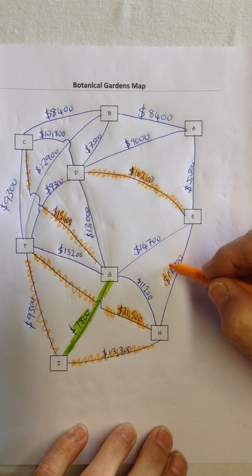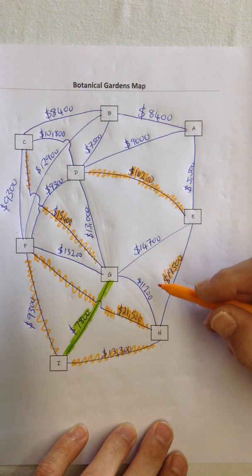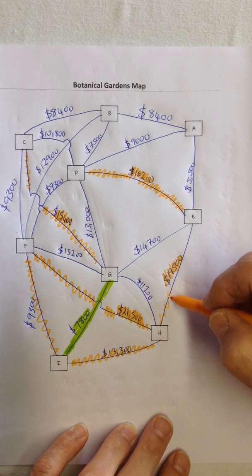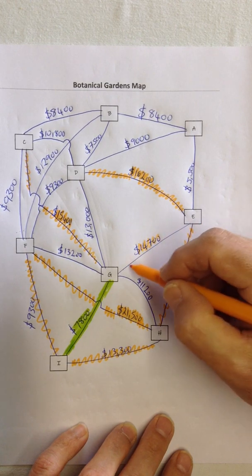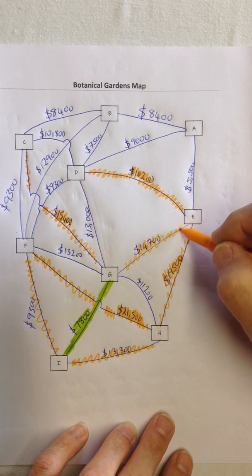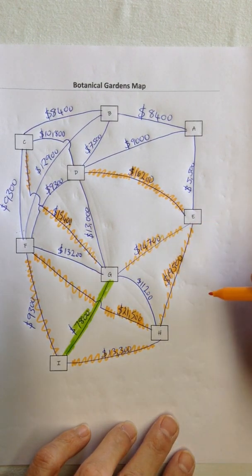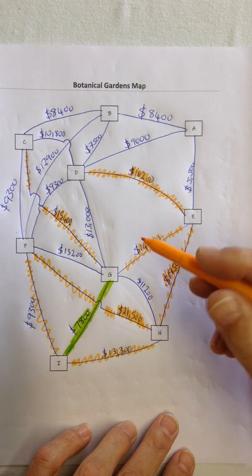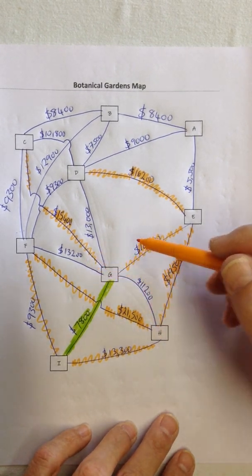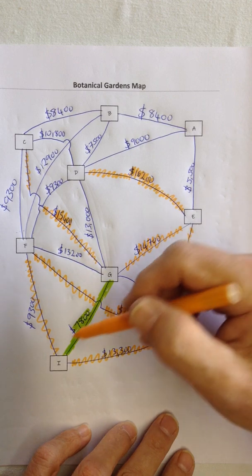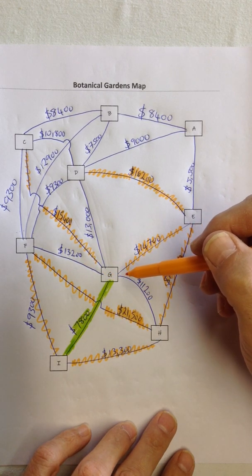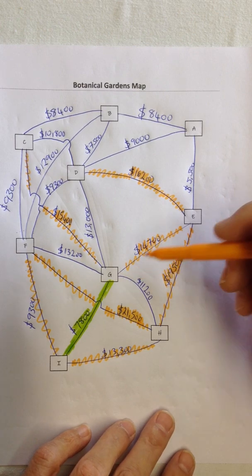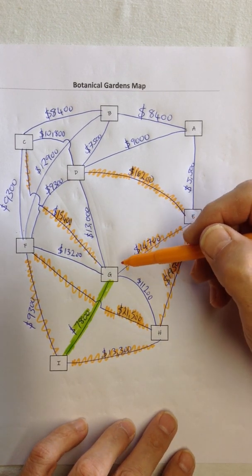So $19,500, way too expensive, so that one's going. Okay, $14,700, that's way too expensive, so I'm going to get rid of that one. Okay, now I'm starting to get down to the business end at the bottom here. I want to leave in some pathways so I can still get my water around the place. So I'm going to have a little look at my choices here.